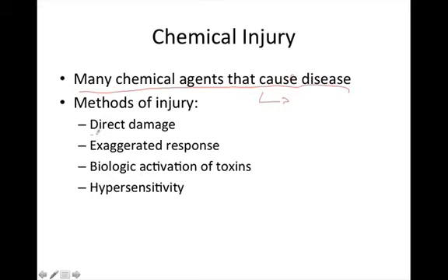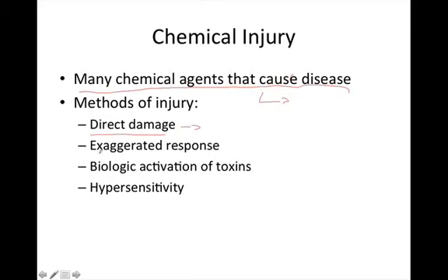Now, when it comes to methods of injury, direct damage: some chemicals can just directly damage cells and tissues. Like acids, ingesting chemicals. These are the reason why the warning labels are on all those bottles of chemicals. Like when you think of a little kid, if they accidentally get their hands on a bottle of bleach and drink it, all right, that's going to cause some very severe damage.